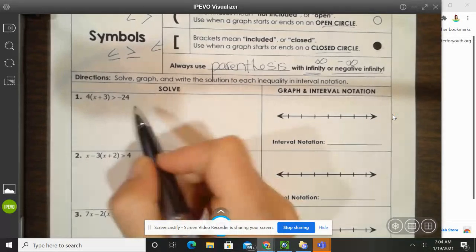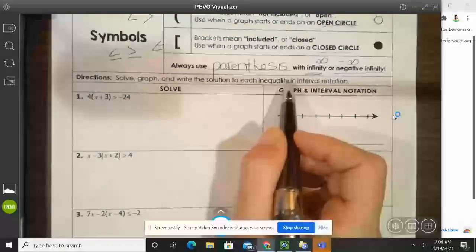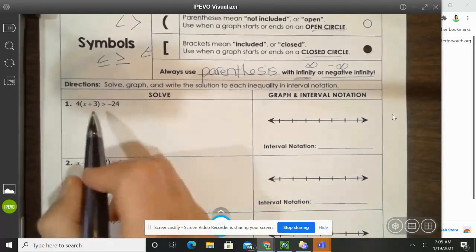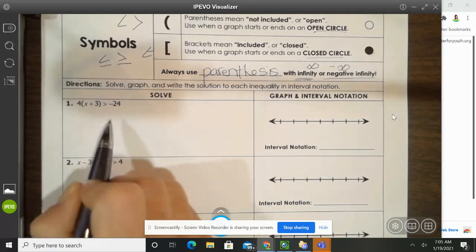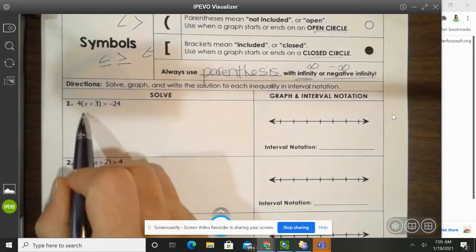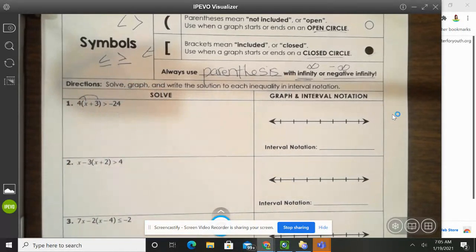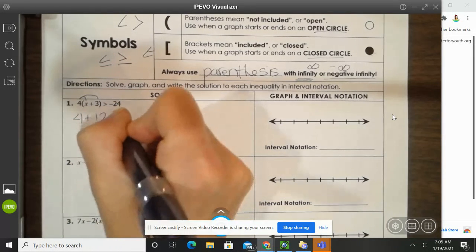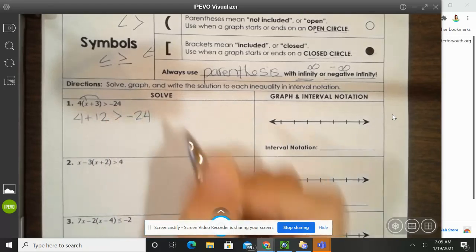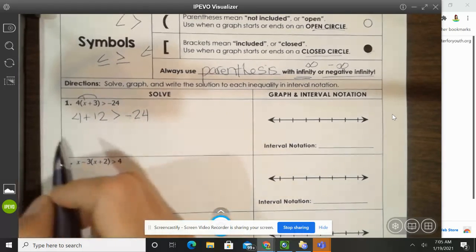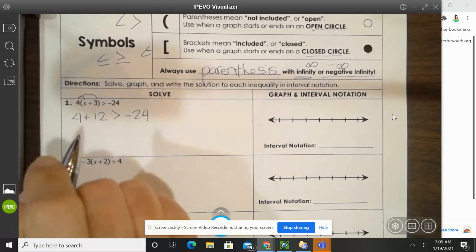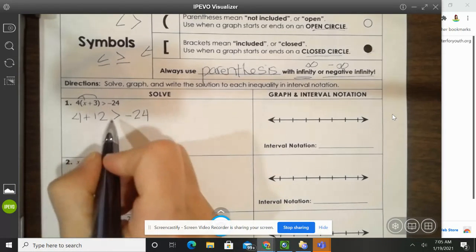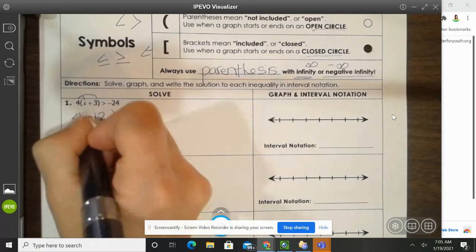All right. So then it says: directions, solve, graph, and write the solution to each inequality in interval notation, meaning using the symbols, but I'll show you what I mean. The first thing is to treat these as if you were solving an equation. We're going to distribute first. So 4x plus 12 is greater than negative 24. Then we just solve it as if we had an equal sign here. Same thing, okay? There's one thing we have to remember, but not in this one. It's when you divide by a negative number.